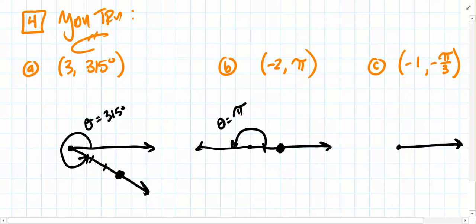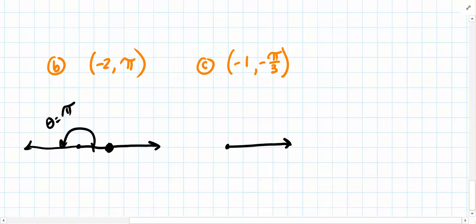And then part C, how do that one? So negative pi over 3 is like a negative 60-degree angle, right? So there's negative pi over 3, and I go back the other way. So I draw my ghost one and go 1 unit back the other way, and that would be the point -1, negative pi over 3. Okay? You guys feel pretty good about this right now?